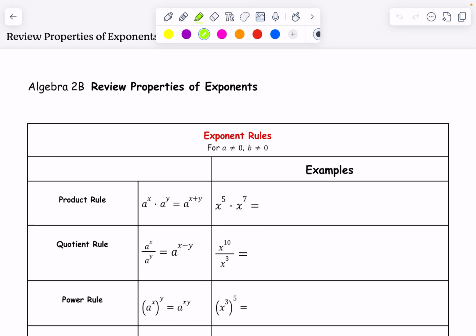Okay, today we are going to talk about reviews of properties of exponents. So you guys should know most of these, but we'll just go over them super quick.